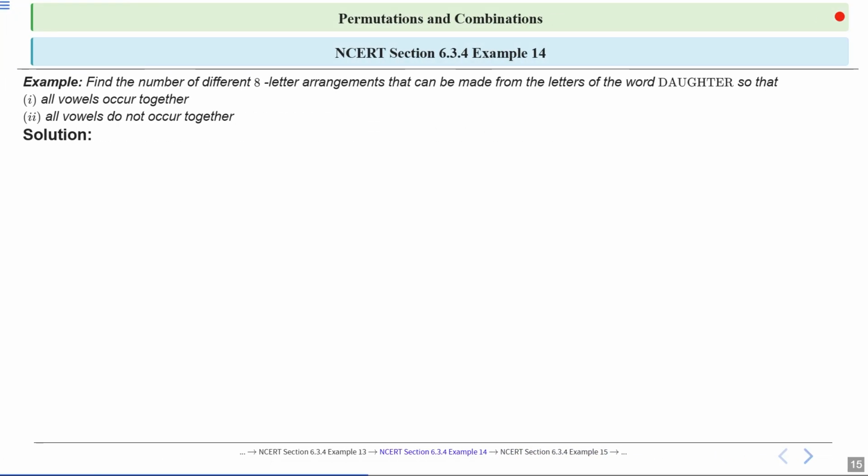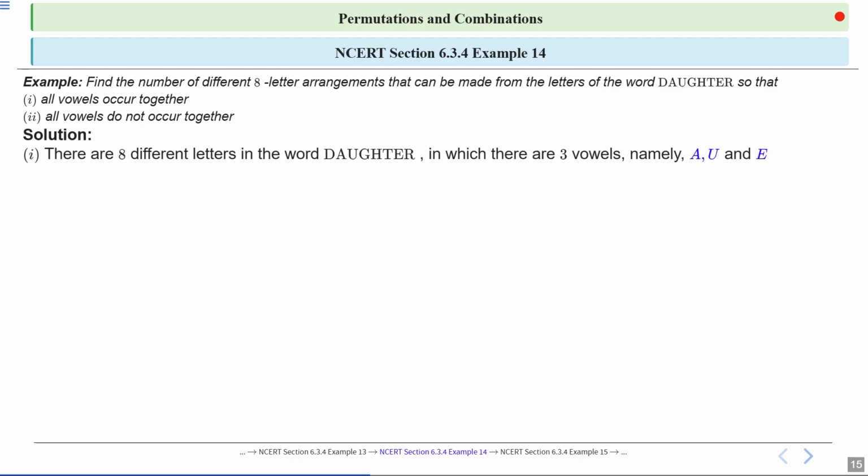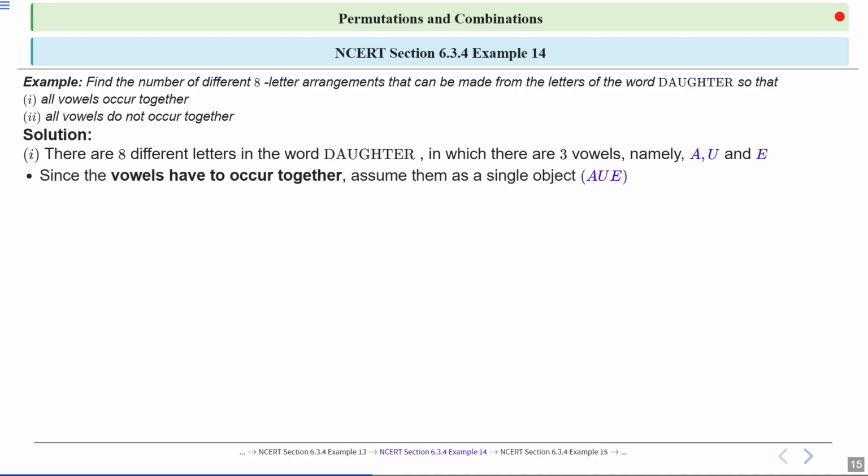So let's start the solution. There are 8 different letters in the word daughter, in which there are 3 vowels, namely A, U, E. Since the vowels have to occur together, assume them as a single object. So here we take a single object A, U, E.